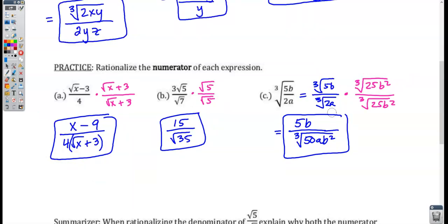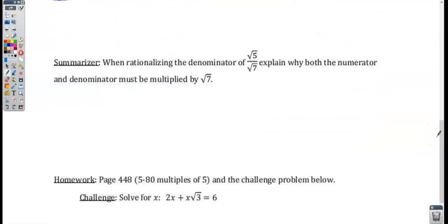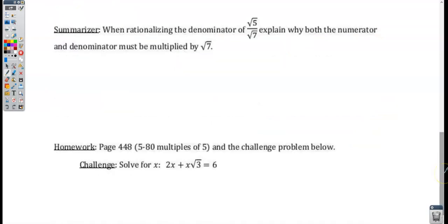All right, and we're back, and there are all the solutions to the practice problems on rationalizing the numerator, and all the numerators are rationalized, and everything is simplified. Looking down at the rest of this, you have a summarizer question. Go ahead and answer that, and then you can start working on your homework. Your homework is on page 448, 5 to 80, multiples of 5 only, and this challenge problem right here to solve that equation for x.